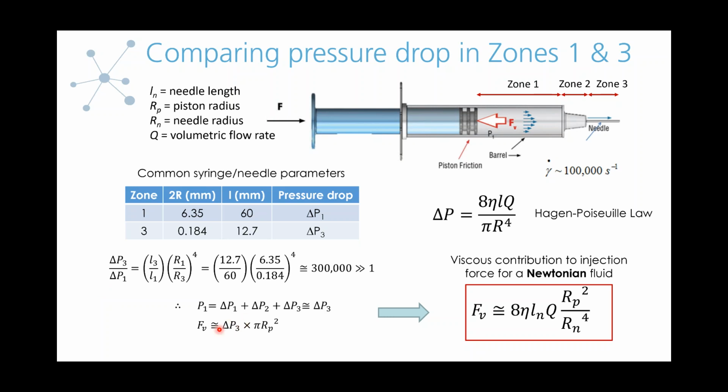And then once we calculate that using the Hagen-Poiseuille law that we just derived, we can multiply it by the cross-sectional area of the piston, and then that gives us this estimate for the hydrodynamic contribution of the injection force specific to a Newtonian fluid. So to do this approximation, all you need are parameters of your syringe, the flow rate that you want to operate at, and then the viscosity of the fluid that you're going to inject. And then you can get a feel for what is the force required to force it through this syringe.